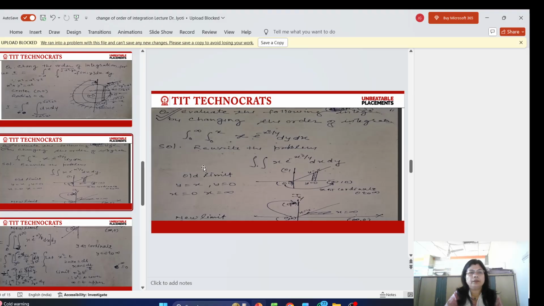Evaluate the following integral by changing the order of integration. The integral is from 0 to infinity, from 0 to x, of e to the power minus x squared by y dy dx. Solution: rewrite the problem. So the integral from 0 to infinity, from 0 to x, of e to the power minus x squared by y, dx dy.